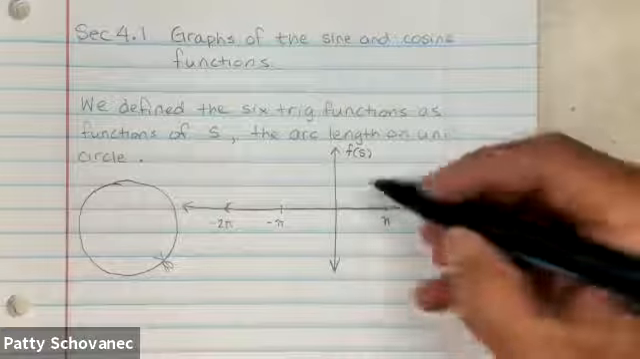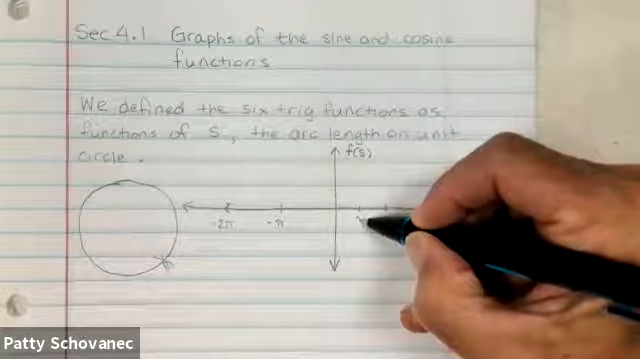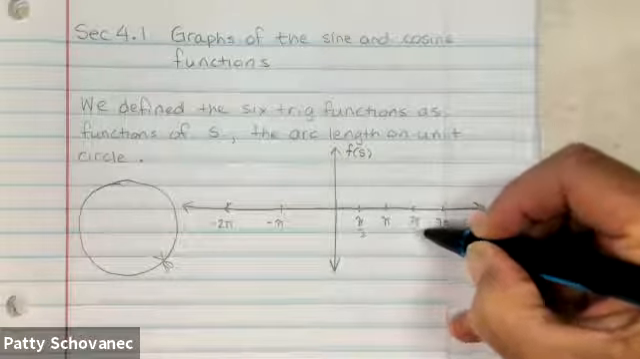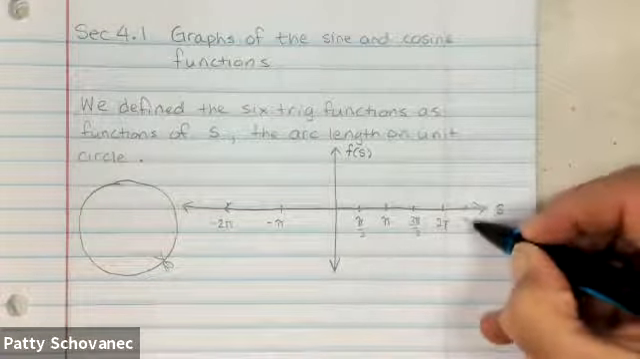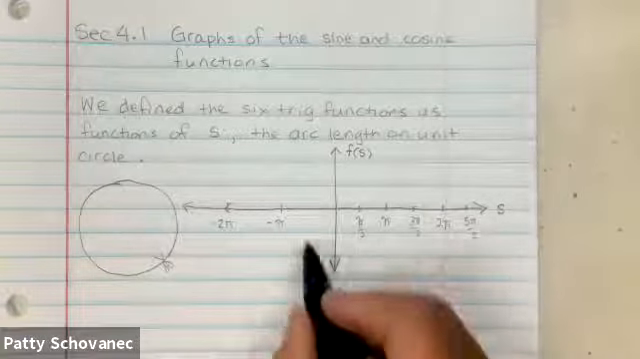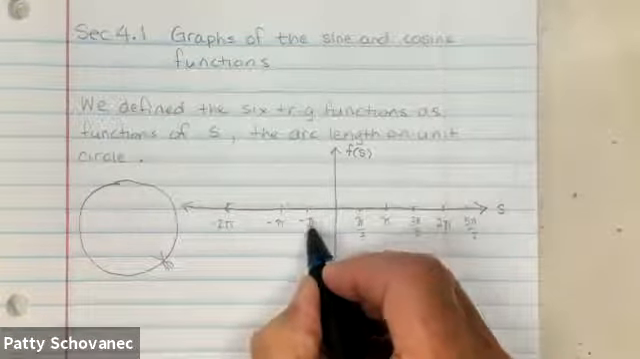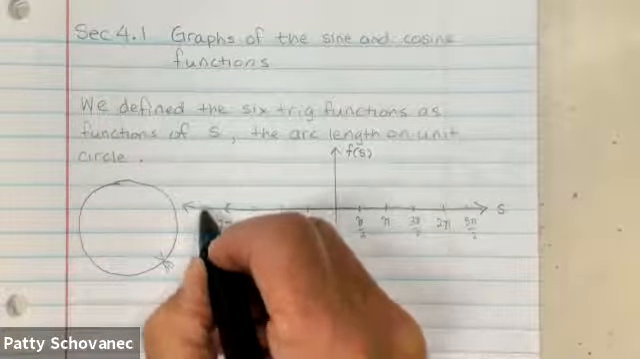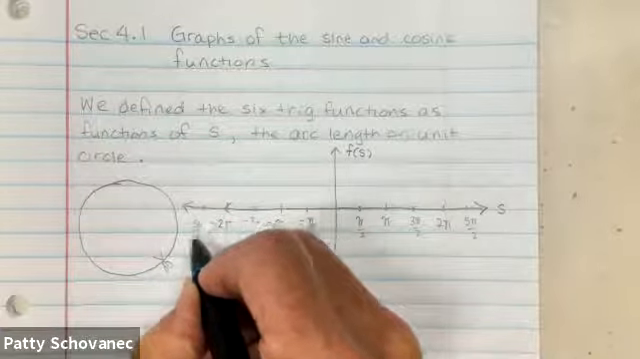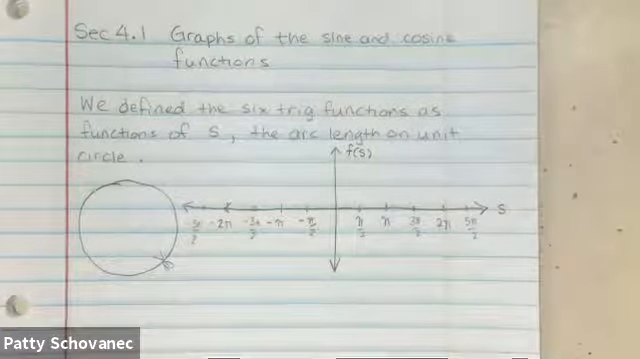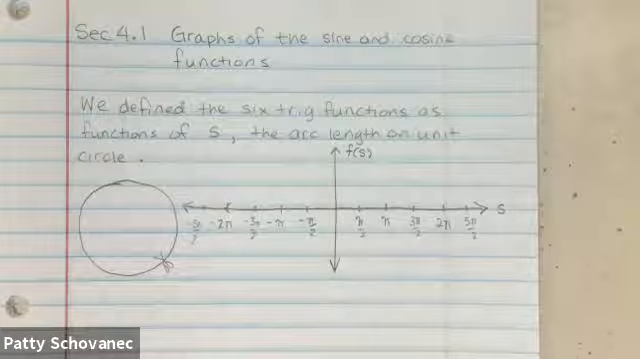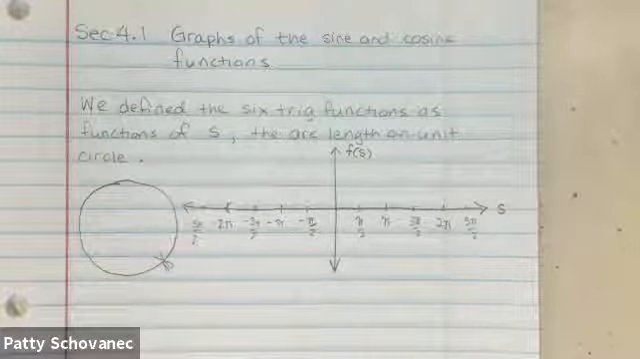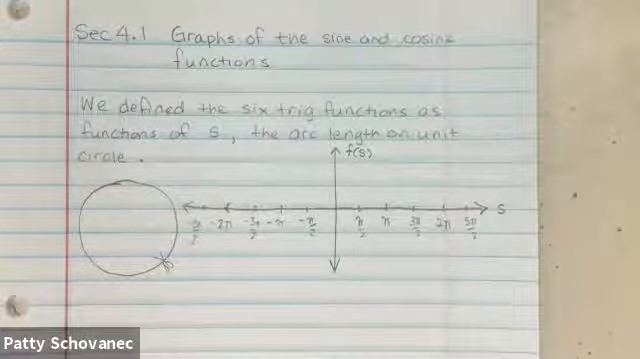And then the fractions of pi, this would be about pi over 2. This would be 3 pi over 2. This one out here would be 5 pi over 2, and so on. So down here would be negative pi over 2, negative 3 pi over 2, negative 5 pi over 2. So those numbers correspond to the lengths of the arcs on the unit circle. The up and down values are going to correspond to whichever trig function we're graphing.